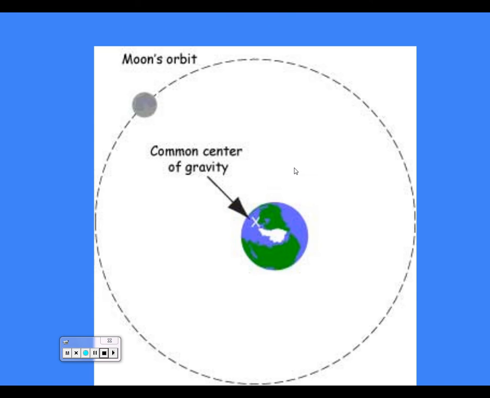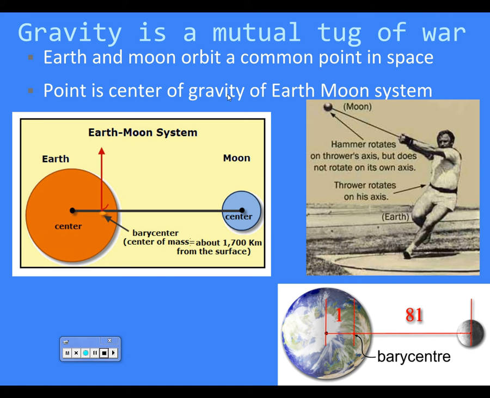Another thing here. Now, gravity, as we already mentioned, is a two-way street. It's a mutual tug of war. So take the Earth and the Moon system for a second. Each are pulling on each other. The Moon orbits the Earth. But technically, the Moon doesn't orbit the Earth. The Moon orbits the center of gravity, the center of mass between the two objects, which is like here. You would think it would be like here, but it's not.